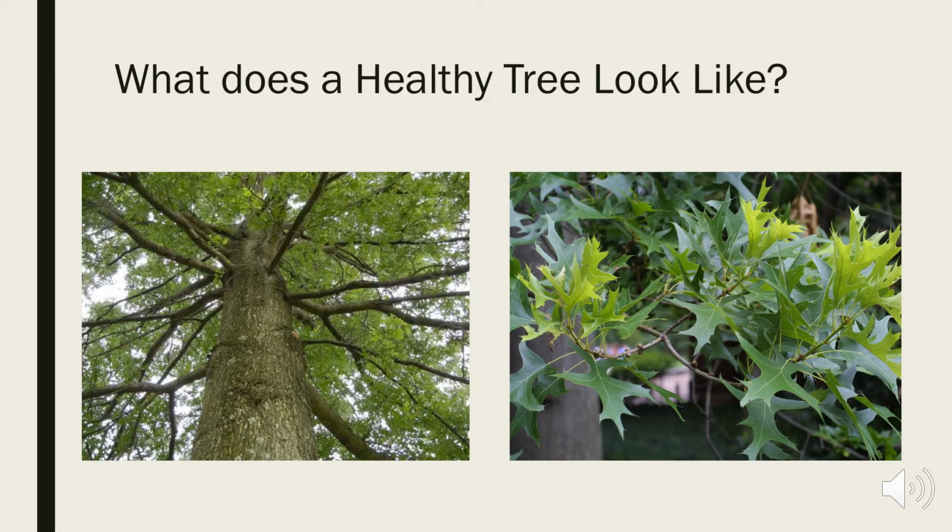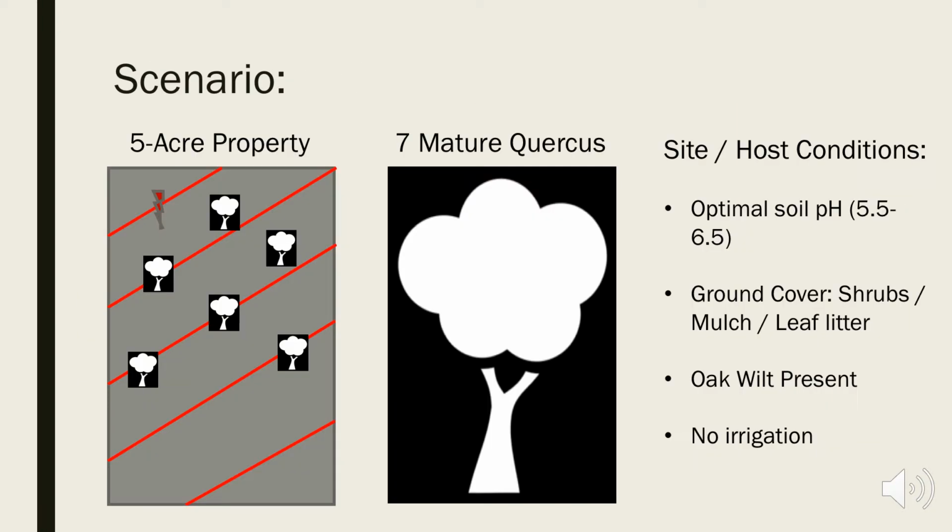What does a healthy tree look like? It's a full canopy, deep green color of the leaves, and that's going to be slightly variable between different species. Some will have darker foliage than others, but generally it's a deep green color. If you begin seeing any discoloration, browning, or yellowing, such as chlorosis, then you know that you might have an unhealthy plant. My scenario consists of a 5-acre property with 7 mature trees.